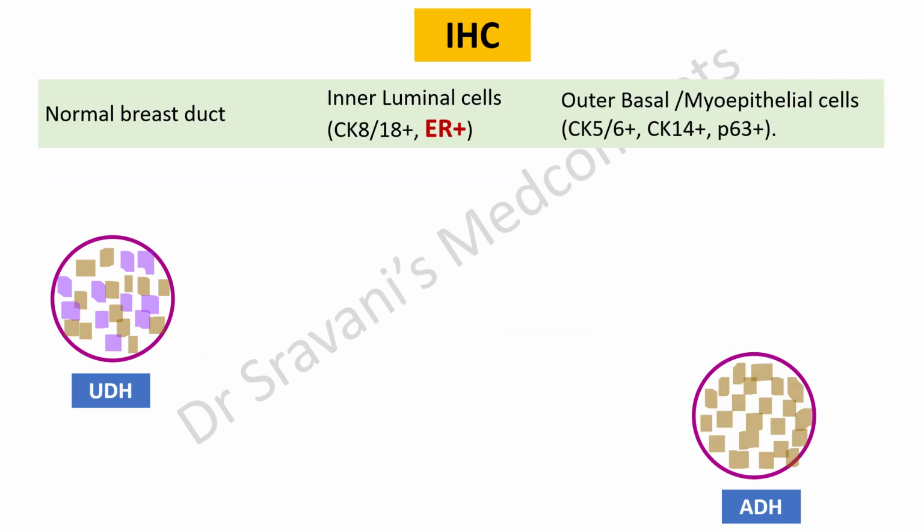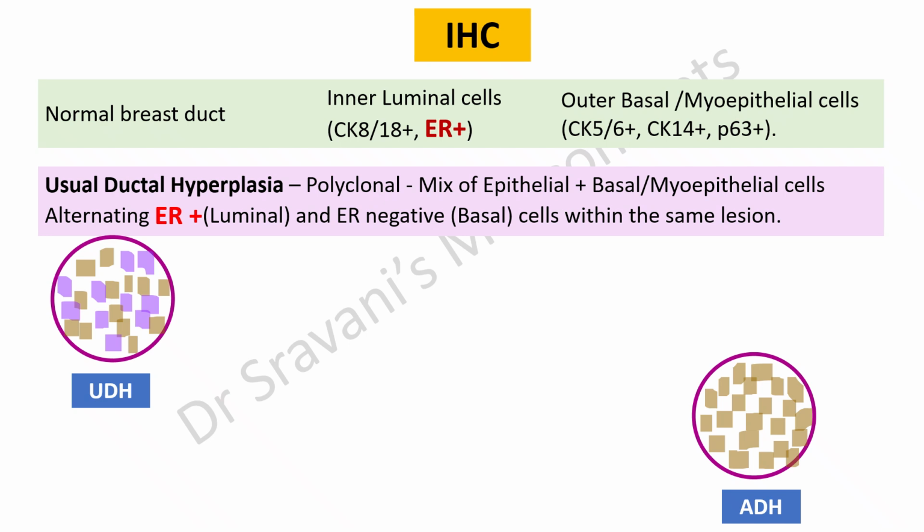Coming to the IHC pattern of ER positivity. When you stain the case with ER, that is estrogen receptor, what happens in usual ductal hyperplasia? As we have discussed in the earlier slide, it is a polyclonal proliferation consisting of both epithelial as well as myoepithelial cells. So ER positivity is seen in the luminal cells. Here in usual ductal hyperplasia, both are there. So wherever the luminal cells are there, it shows positive, and where the basal cells are there, it shows negative.